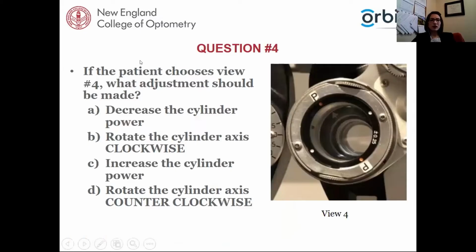So for our fourth question, if this patient chooses view number 4, or I think this may be our fifth question, what adjustment should be made? Okay, excellent. So the vast majority of you chose increase the cylinder power, and that's correct.